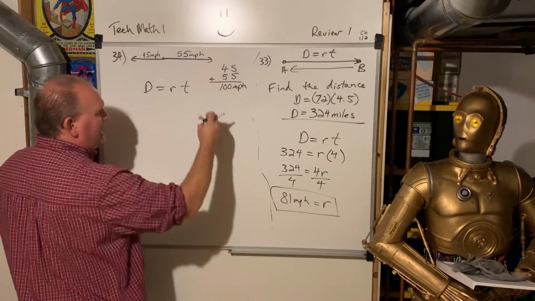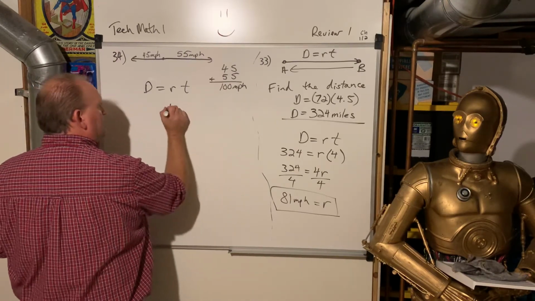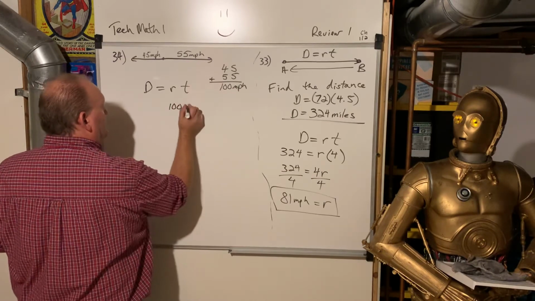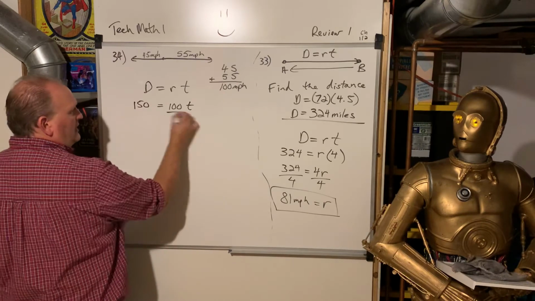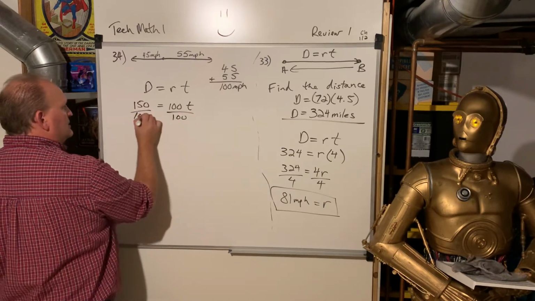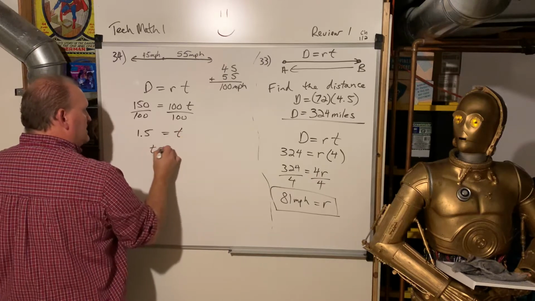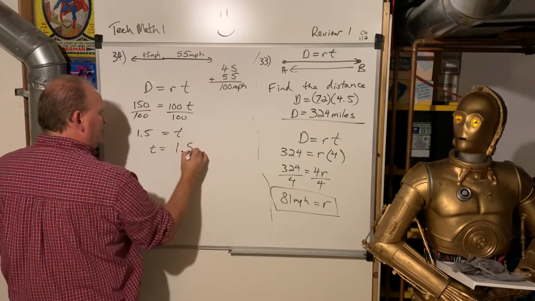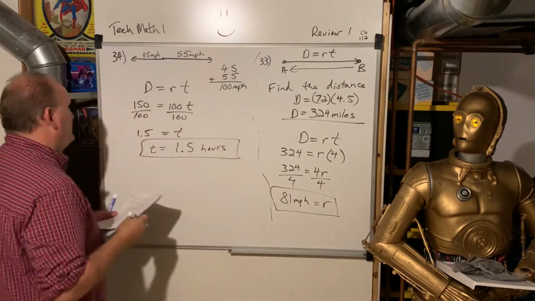We don't want to do a time graph where we do that. We want to take this as the rate, and we don't know the time, but they did give us a distance. They wanted 150, and then we just solve. So that's a super easy one to solve. 1.5 is equal to t. So the time is 1.5 hours. And then they'll be 150 miles apart.